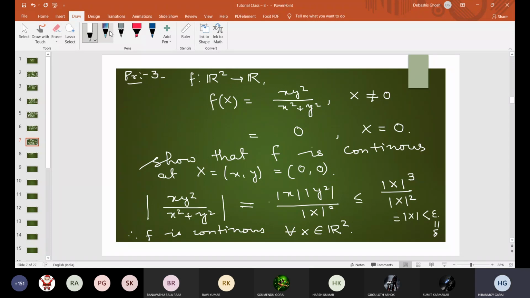Now this mod x is of course less than or equal to x square plus y square, and mod y square is of course less than or equal to x square plus y square. So therefore that gives you 3 mod x, so that is mod x cube by mod x square, which means mod x tends to 0. So when x is very close to the origin, all those points will satisfy that f of x is small.